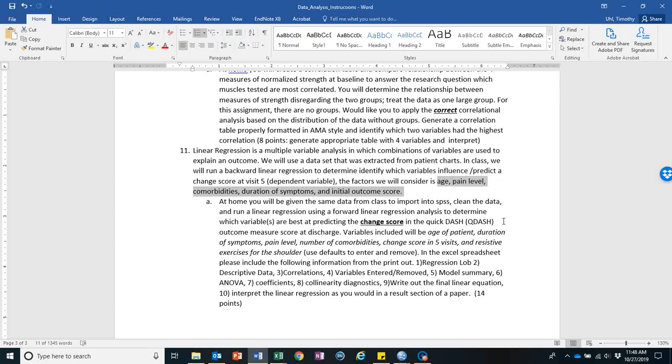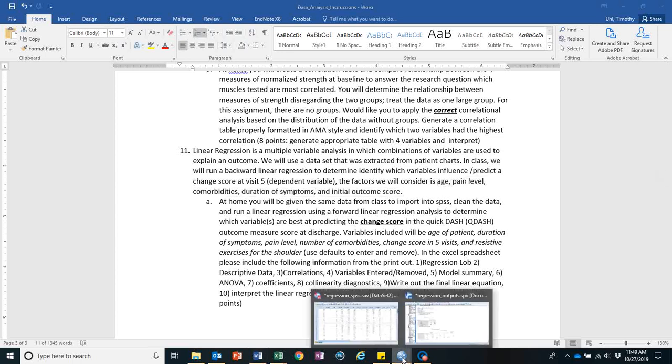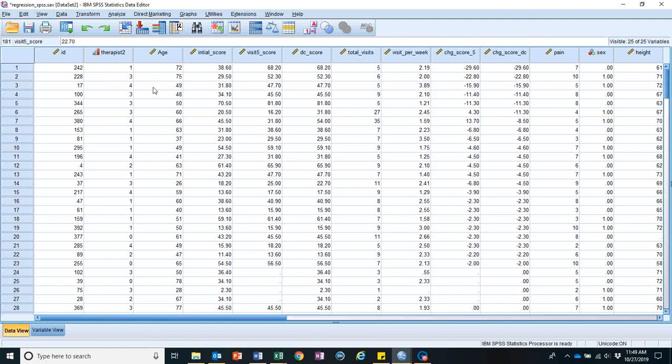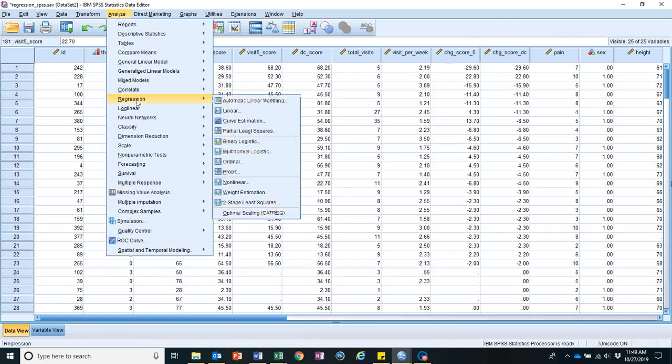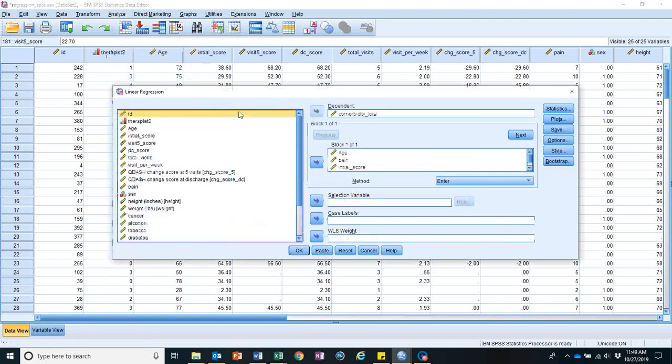So the goal of regression, just like Dr. Capilouto said, is we're trying to predict or explain the variance, and that's where we get into the R-squared values. So we're explaining the variance of all the predictor variables on the dependent variable. So let's do that. All right. So in our SPSS, we're going to go to Analyze, Regression, and we're going to do a linear regression.